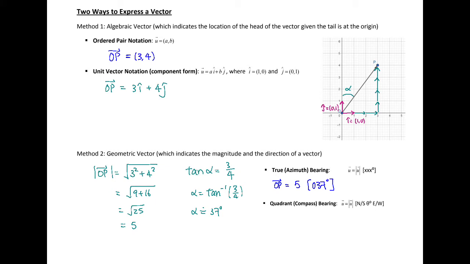It is also known as compass bearing. That means we always measure from the north or south line towards the east or west.